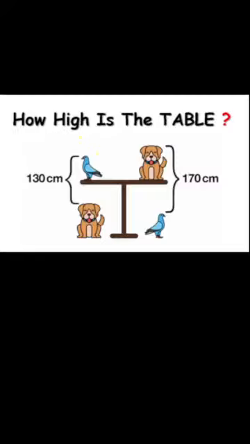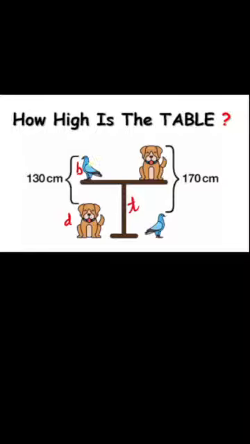Alright, so on the left hand side we do have a bird, correct? If I mark the height of the bird as B and the height of the dog as D, and on the other side, let's say the height of the table is marked as T. Now think about this.